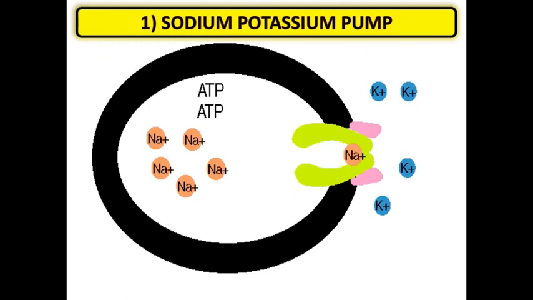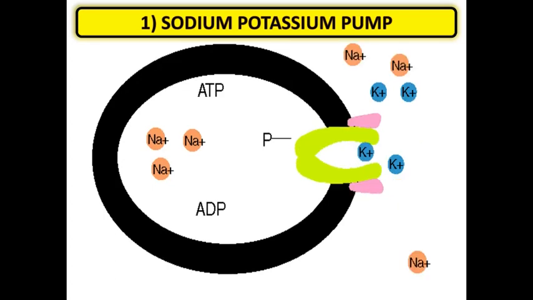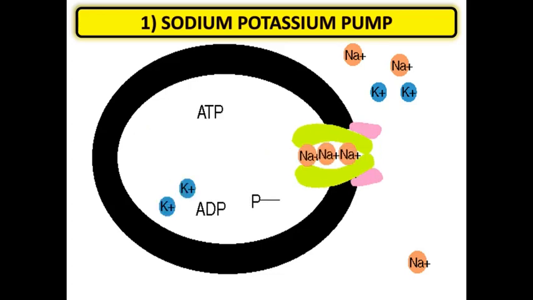Sodium bind to protein. Phosphorylation of ATP causes protein change its conformation. Sodium release and potassium bind. Phosphate group release and protein change again. Potassium release and cycle repeats.